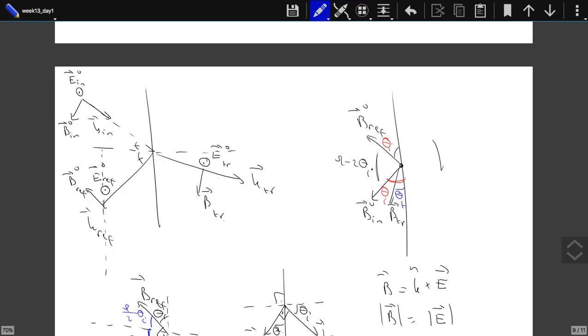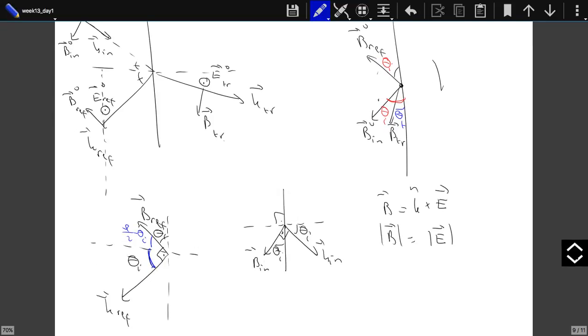Hmm? No, not necessarily. You see, beta incident and beta reflected, they are both perpendicular to K incident and K reflected. So only if K incident and K reflected are at 90 degrees, then B incident and B reflected make 90 degrees with each other. So there doesn't seem to be any problem with the identification of the angles.